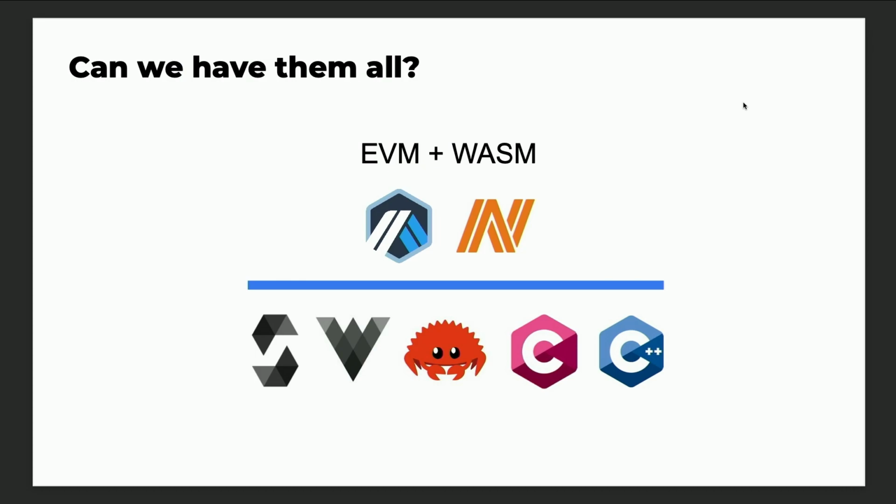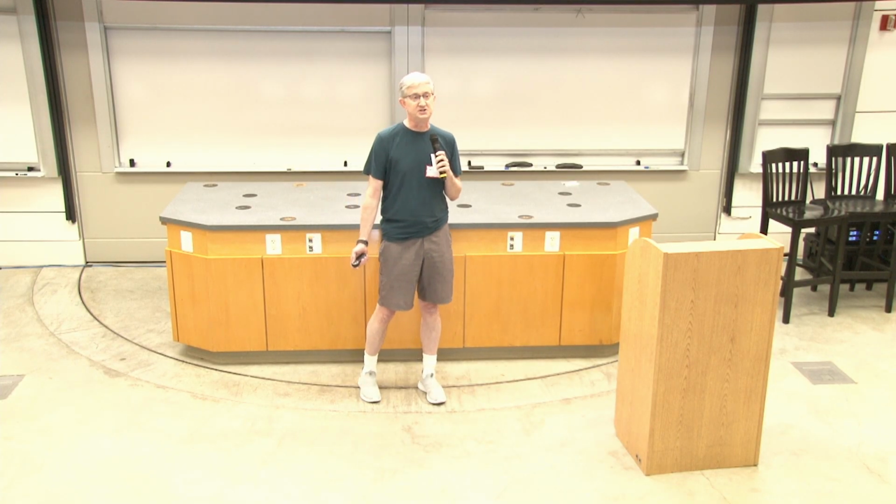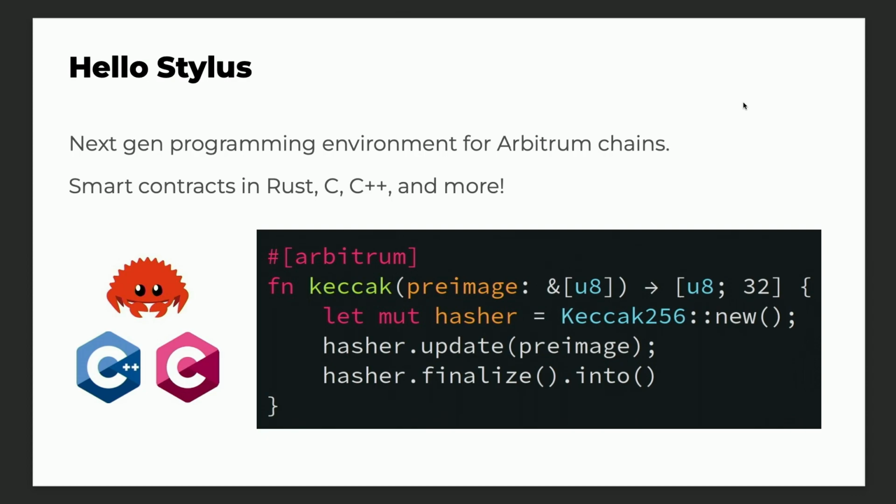And we want to do this on a layer 2, so we need to do all the things you need to do to make it work properly in an optimistic rollup. So that's Stylus. Basically, this is the next generation programming environment for Arbitrum chains. Here is a little snippet of code. As you can see, this is standard Rust code. It has the #[arbitrum] directive on the top, which is essentially a directive to the compiler that says how to compile it, which libraries to include, what kind of wrappers to put around it, and so on.